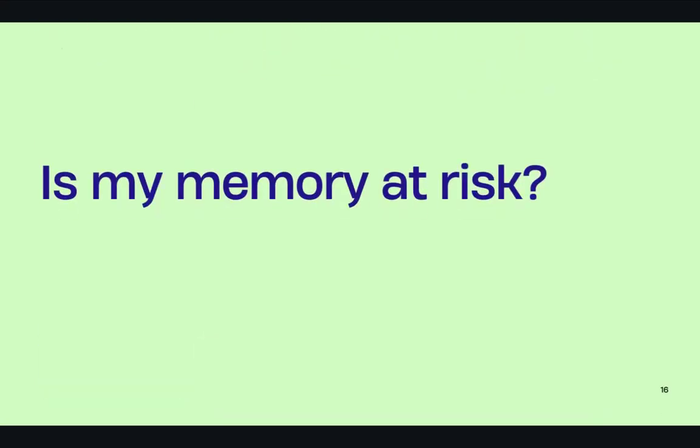Is my memory at risk? I just wanted to leave with a question. I know sometimes I think my memory is kind of shot, but it's not the case. And we can always do more to increase our memory and help our memories. But we should also be aware of the things that put it at risk.